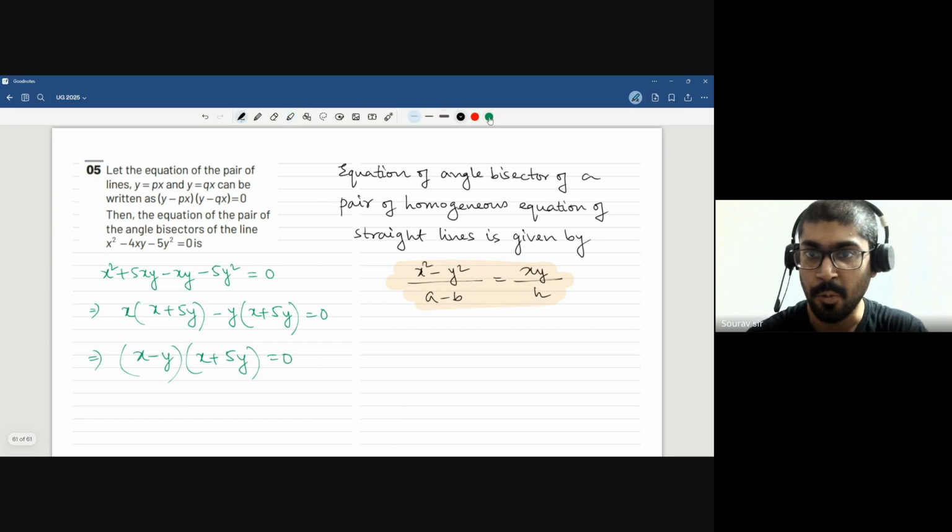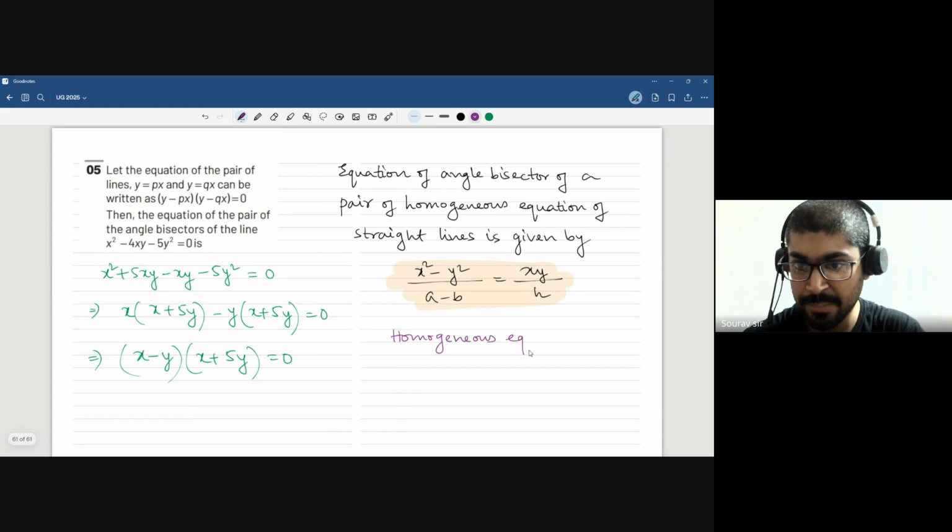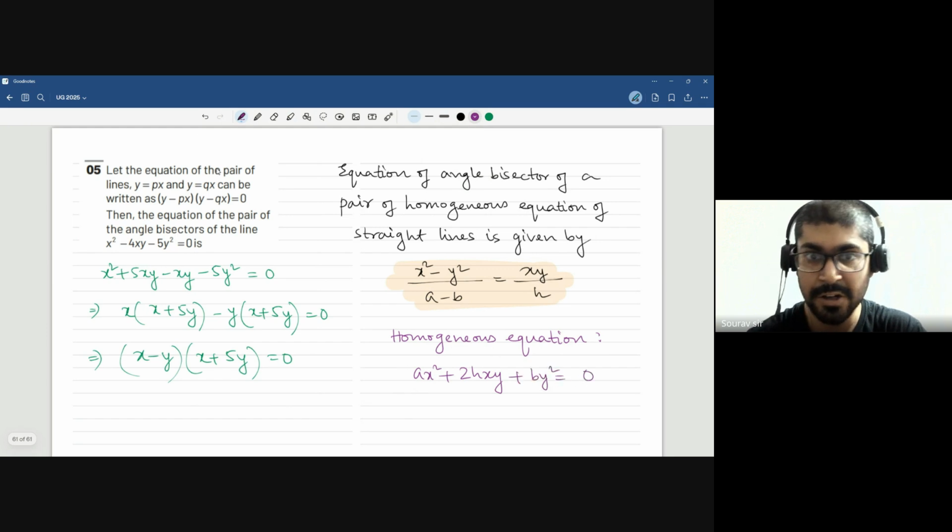Now, what are these pair of homogeneous lines? So homogeneous equation of pair of lines. You have to know this, otherwise you will not get the coefficients, right? So this is given by ax square plus 2hxy plus by square is equal to 0. Okay, so compare this to the one that is given.